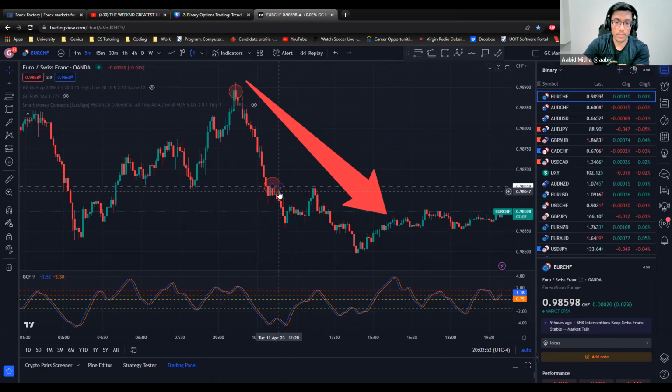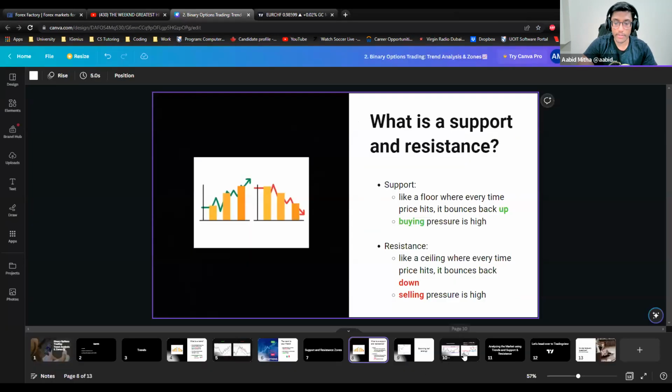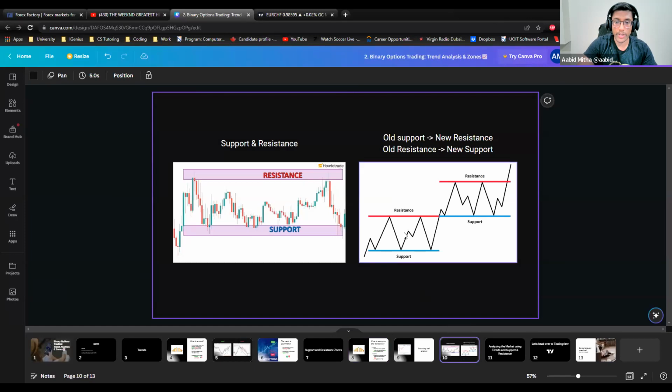Again, we'll draw some lines to show that. Over here, this is our resistance because our price is hitting the white line and coming back down. Over here, it didn't quite hit the white line, but reached around that area and then dropped back down. Previously, what we saw is right around here, this was our support level.